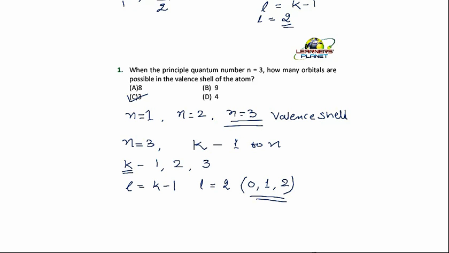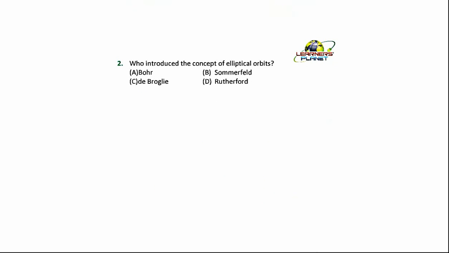Now let's move to the next one. It is asking about the valence shell of the atom, the final shell. It will have n is equal to 1, 1 orbit, n is equal to 2, how many orbits? 2 orbits, and this is 3. The total number of orbits would be 3 plus 2 plus 1, that is 6.